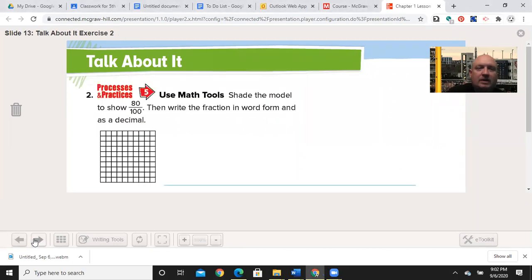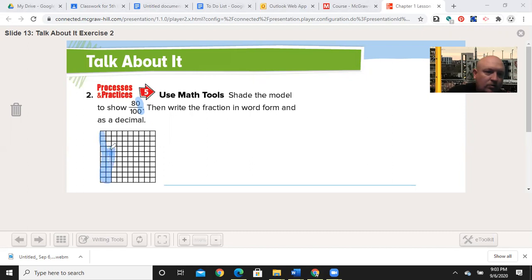The models show 80 over 100, write the fraction in word form. Now, how many rows do you think I would need to color in here if it's 80 over 100? Well, I'm going to show you a little trick. 80 over 100, they both end in 0. I could divide the top and bottom both by 10. So I now have 8 out of 10. That tells me I need to color 8 columns in.